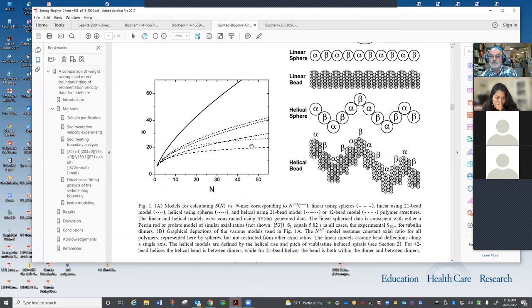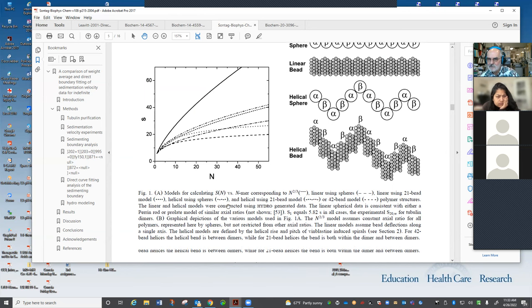And you get completely different curves. The linear models would be down here at the bottom, but then the helical models would be something like this. And then we introduced not only helical, but a helical model where you're allowed to bend in different places. Okay, so can you only bend between dimers, or can you also bend within a dimer? And so that creates a finer structure. And so we were able to do 21 bead and 42 bead models, where we're essentially allowing various places where we can have helical turns to fit the data. And we were able to model using this hydro model in this way.